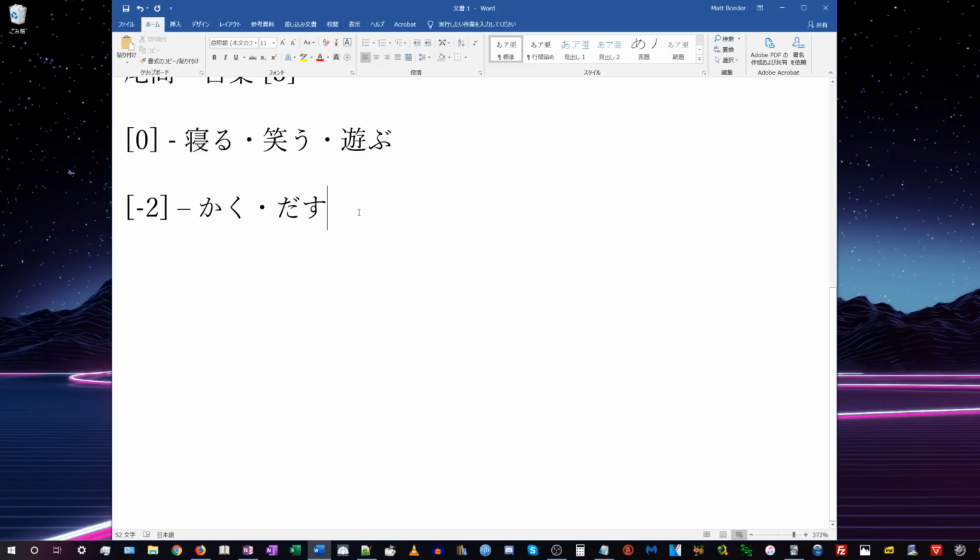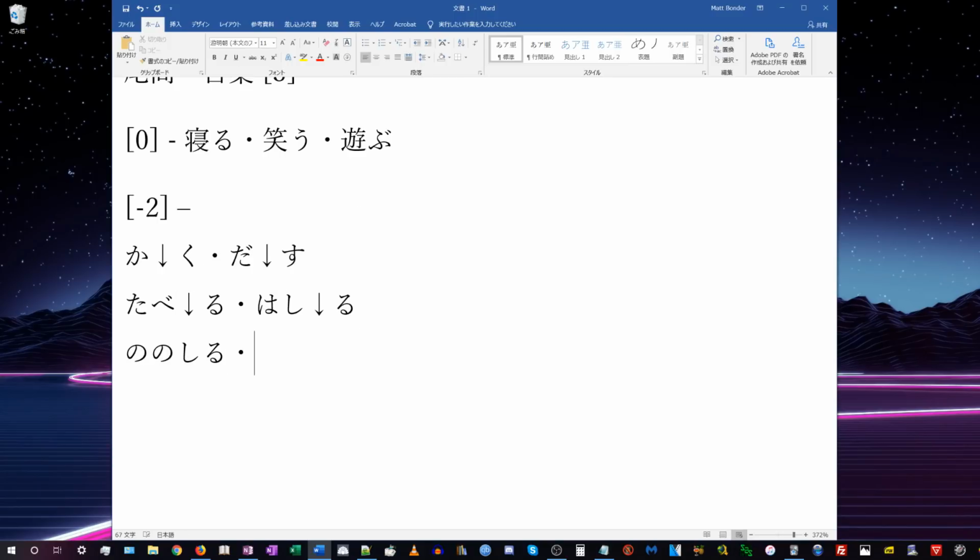Then for 3-syllable verbs like taberu or hashiru, again, counting from the end, ru, be, the drop's going to be after the be, and then ru, shi, the drop's going to be after the shi. So we can see it's after the second to last one each time. And even if we take 4-syllable verbs like nonoshiru or karakau, again, as long as it's not a heiban verb, the drop is going to be after the second to last syllable. Nonoshiru, karakau. So really, no matter how many syllables the word has, it's going to be -2.